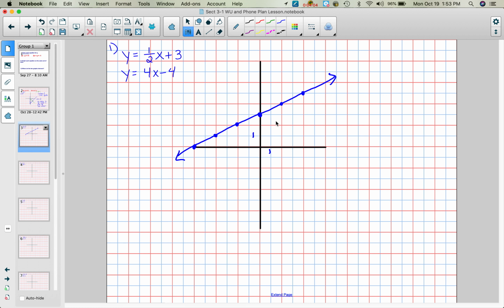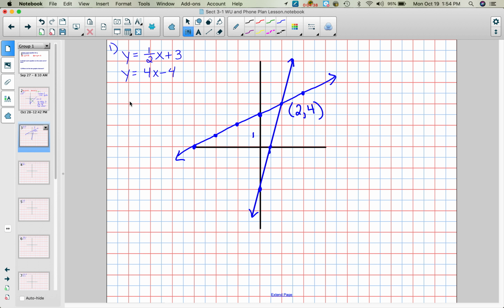And y equals 4x minus 4. So my y-intercept is negative 4. My slope is positive 4. Up 4 and over 1. So we can graph this. And notice this time, it's really easy to tell. One of the things you were asked to do was find where the two lines seem to intersect. And here we can tell for sure they intersect at the point 2, 4.